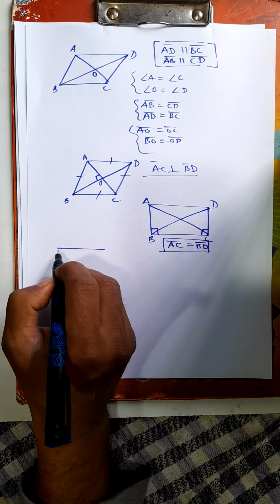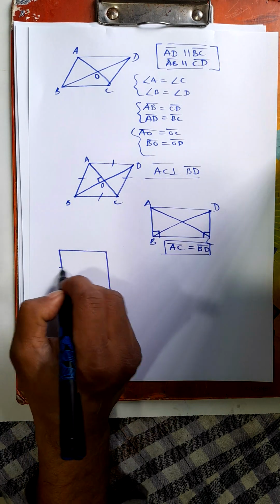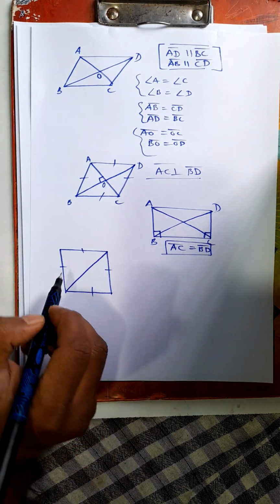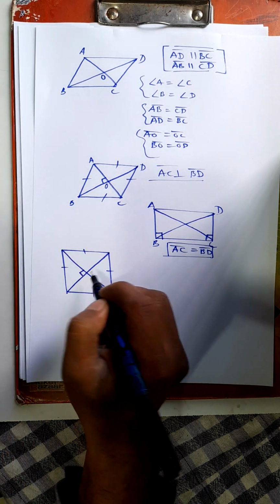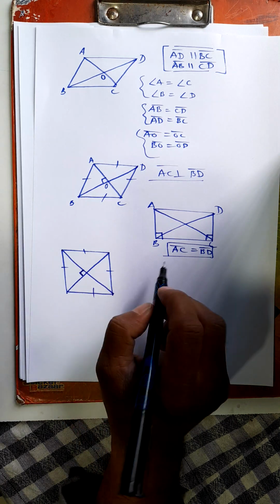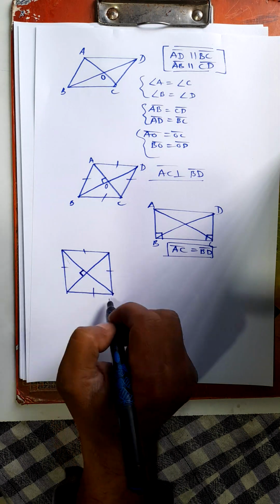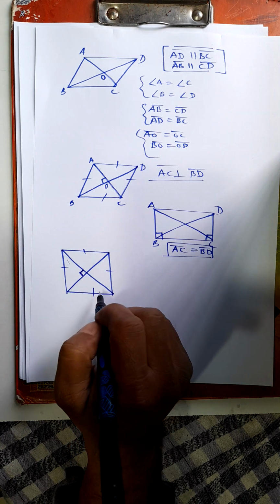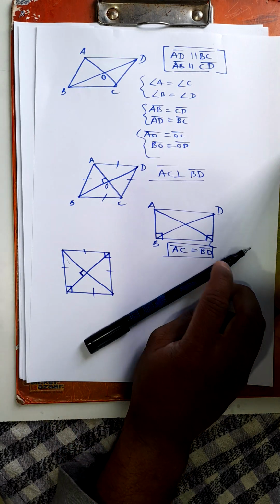Then we come to square now. A square is a rhombus because all sides are equal. So this will satisfy the property of rhombus. So what was the property of rhombus? Diagonals bisect each other at right angles. That means in a square also, diagonals bisect each other at right angles. Additionally, a square is a rectangle because diagonals are equal. In a square, diagonals are equal. So a square is a rectangle. So every angle of a square is a right angle. So these are the properties of quadrilaterals.